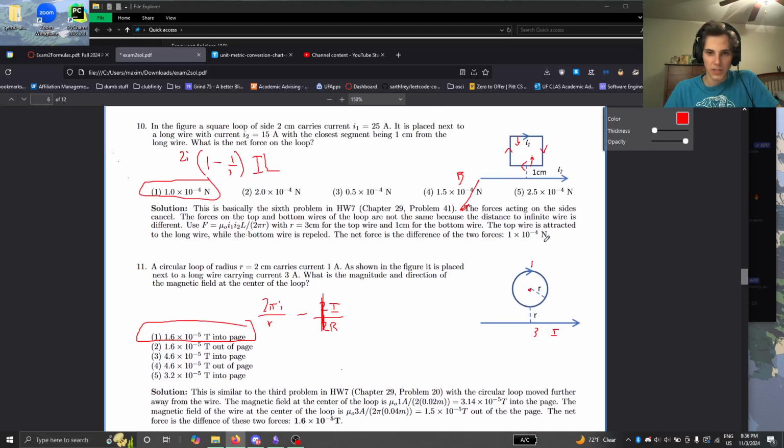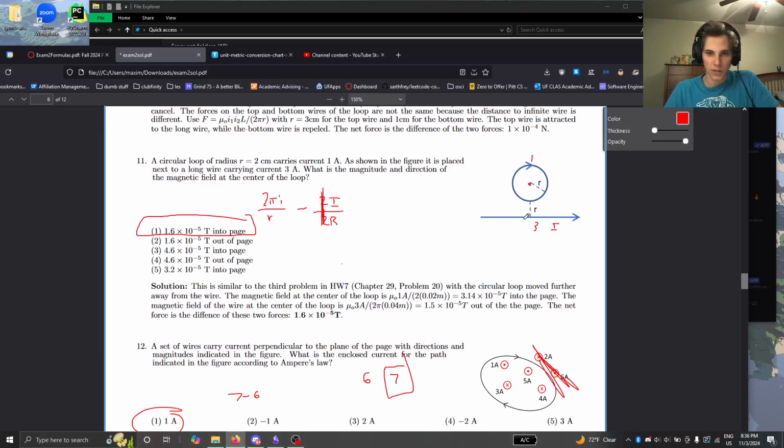Here it's pretty similar. These two, one line wire and one circular wire, have fields that oppose each other at this center dot here. I think this is the formula for the circle, and this is the formula for the wire, and you just subtract them.